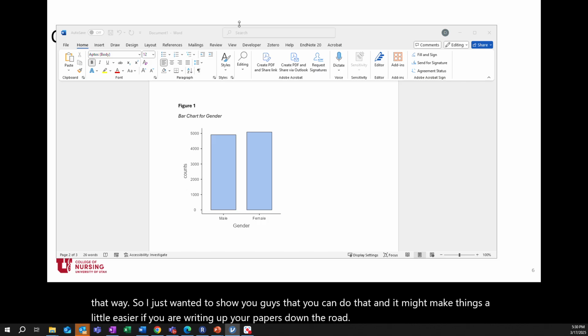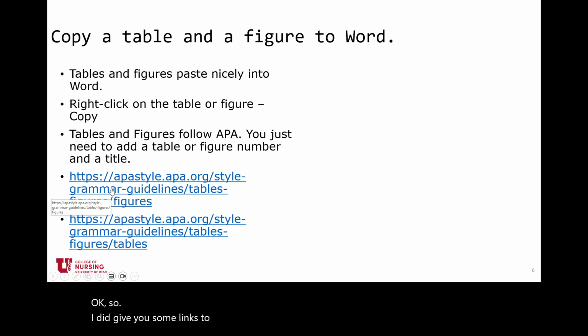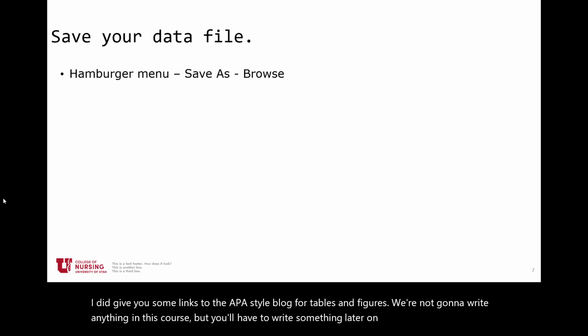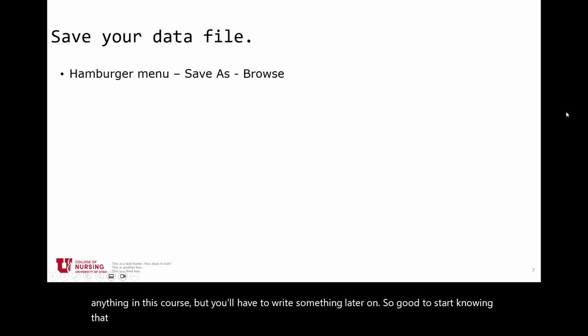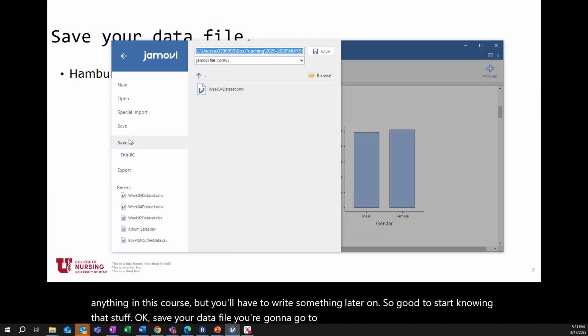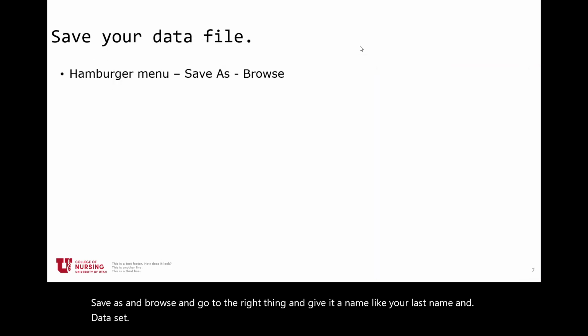Okay, so I did give you some links to the APA style blog for tables and figures. We're not going to write anything in this course, but you'll have to write something later on, so it's good to start knowing that stuff. Okay, save your data file. You're going to go to File, Save As, and Browse, and go to the right place and give it a name like your last name and data set. I'm not going to bother saving this data file.